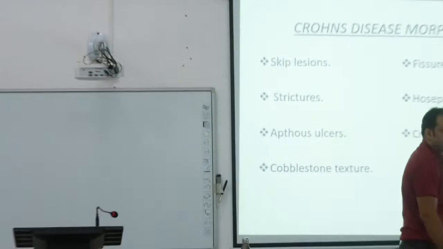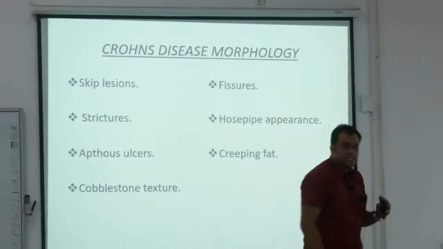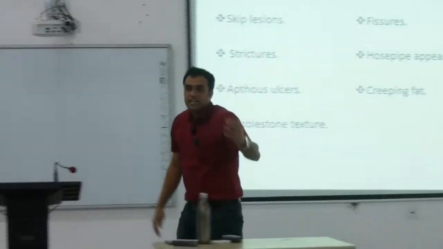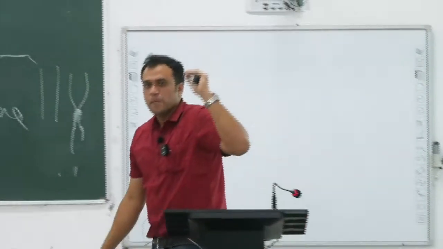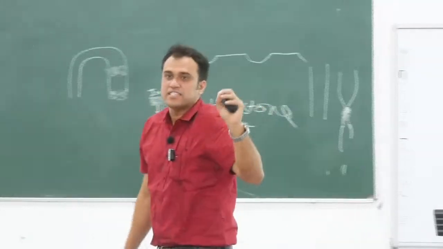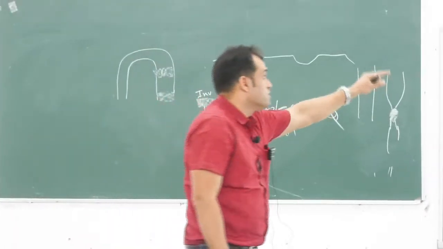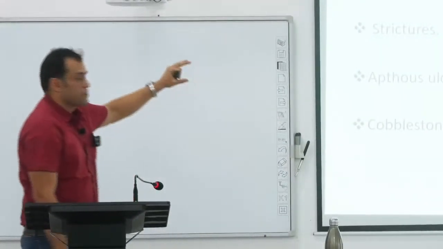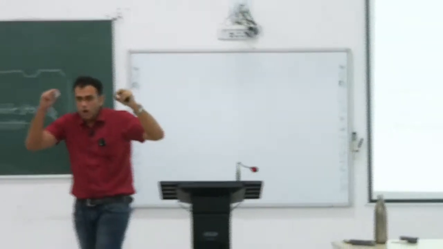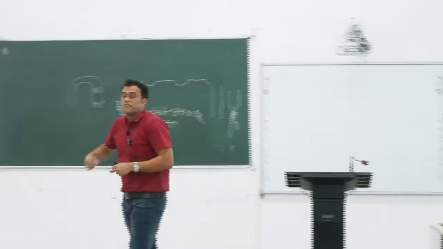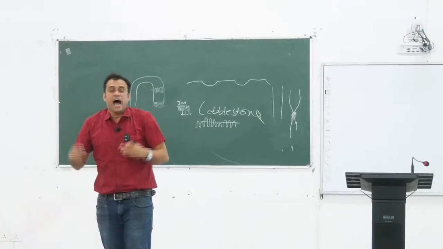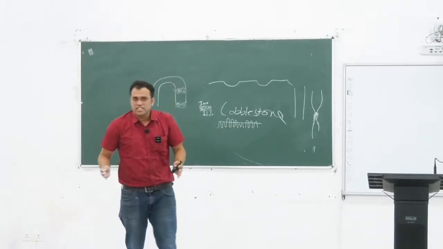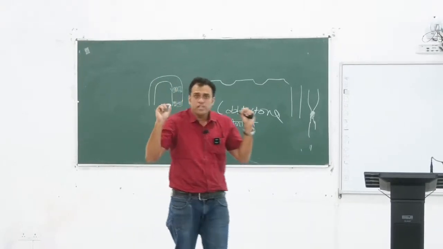In case of extensive transmural disease, sometimes the mesenteric fat creeps over the serosal region. That is known as creeping fat. So remember this point: it begins with an aphthous ulcer, then there is formation of skip lesions, strictures, cobblestones, hosepipe appearance, creeping fat, and also fissures. Fissures form because of extensive ulceration. Fissures form between the loops of intestine and can extend up to the abdominal wall, perianal skin, vaginal wall, etc. So these are the points that you must remember.